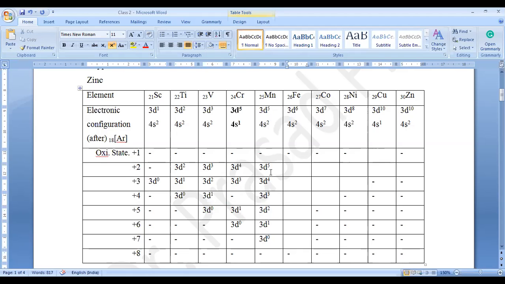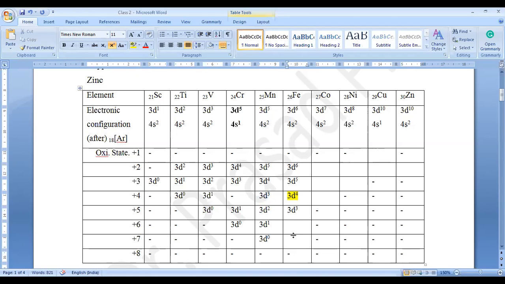In case of iron, you can have 3d6 configuration, that is plus 2 oxidation state. It can have 3d5 also. The 3d4 is also there, but it is very less stable, therefore I'll highlight that one. 3d4 of iron, that is plus 4 oxidation state of iron, is very less stable. As soon as it is formed, it will be converted into some other forms, but it is possible to write plus 4 oxidation state for iron.